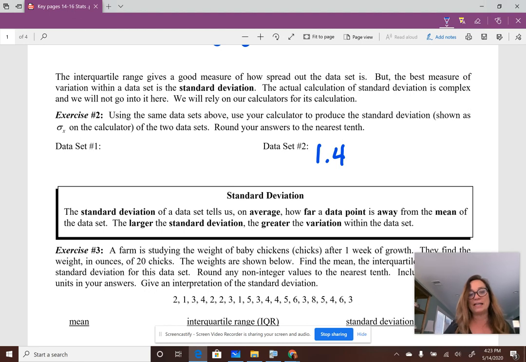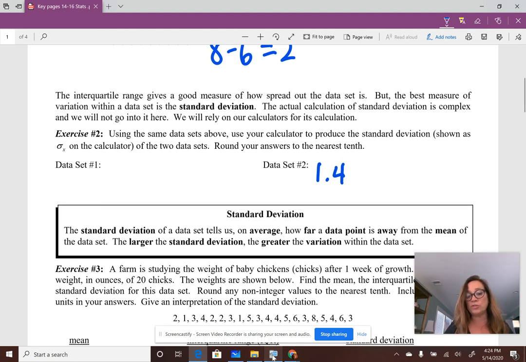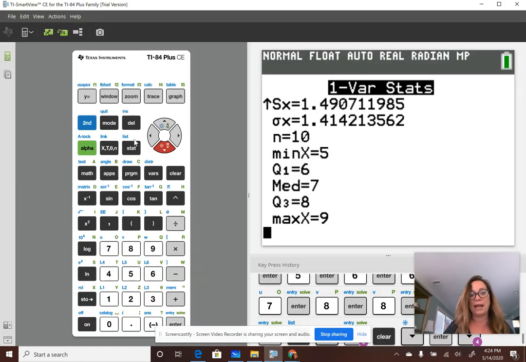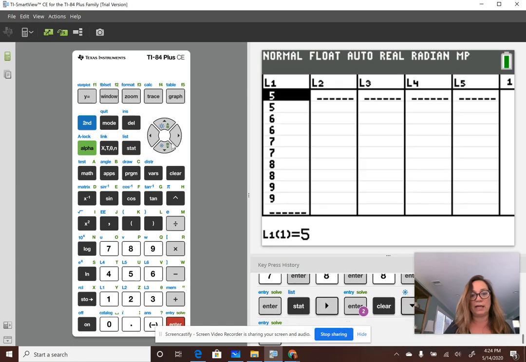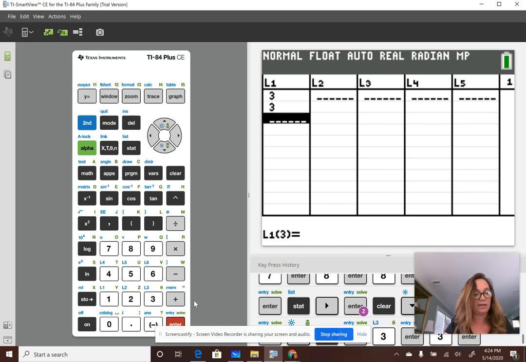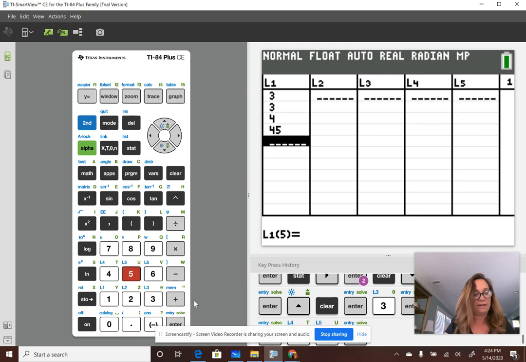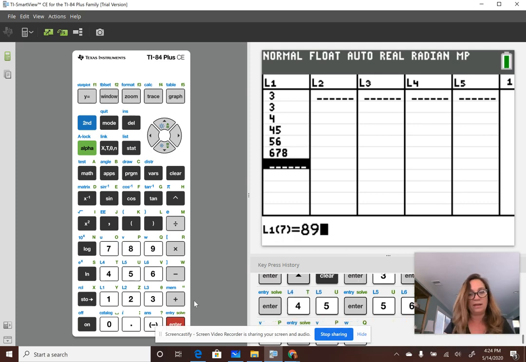Okay, so now for data set 1, I will go to the calculator and I'm going to enter that data set. So I go to edit, I hit enter, I clear out this data set. All right, I'm going to type this in. So it's 3, 3, 4, 4, 5, 5, 6, 6, 7, 8, 8, 9.